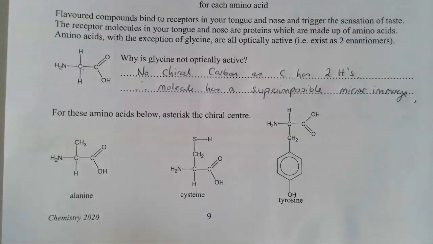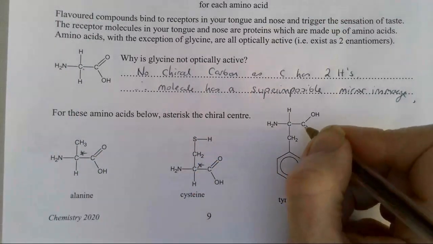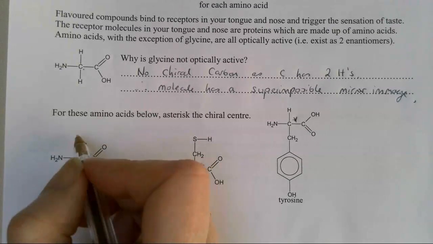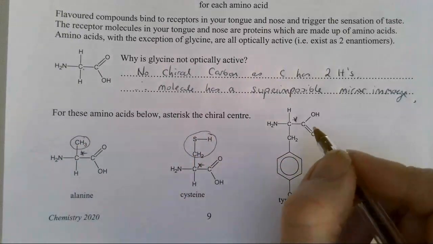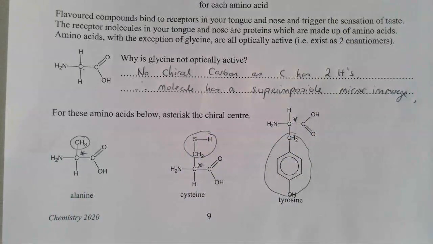Okay, all the other amino acids, so alanine, cysteine, tyrosine, all have at least one chiral center because they have a different R group. So this is the R group here, this is my R group here, and this is my R group here. So they all have a different R group, and that's what gives them the chiral carbon.